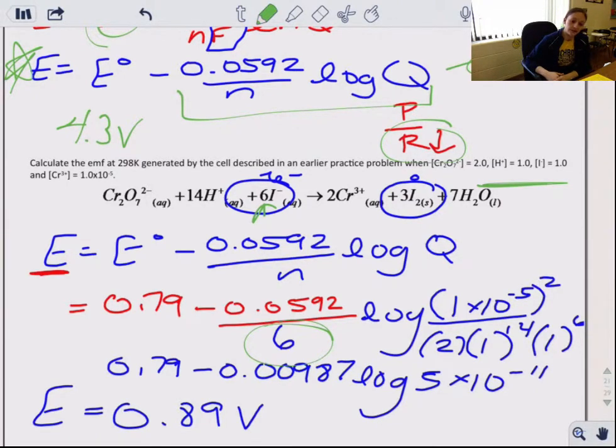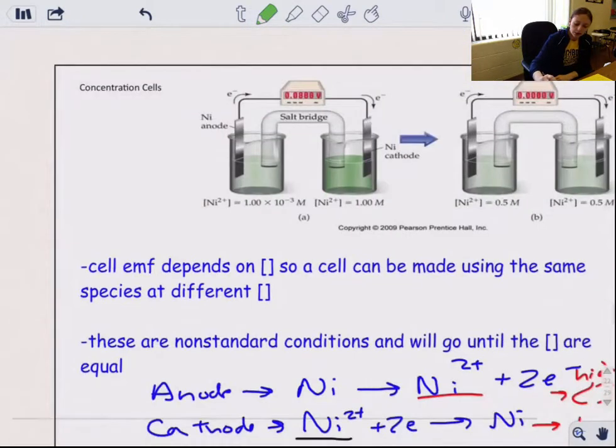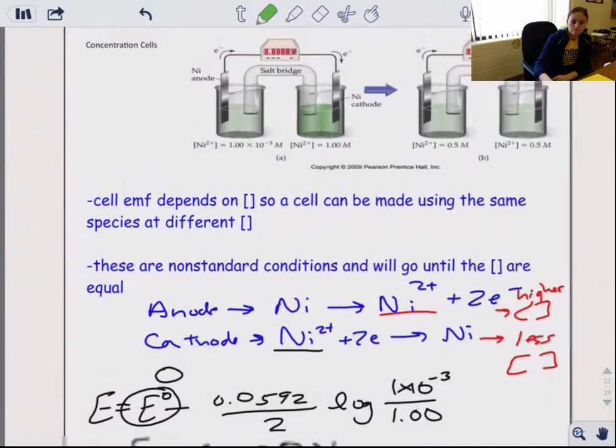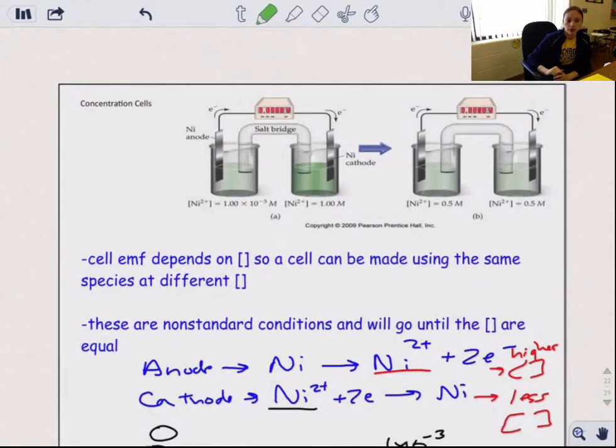Okay, the last thing we're going to look at in 6 is what we call a concentration cell. Concentration cells can be kind of tricky, so let's just look at this top part here. Cell EMF depends on concentration. A cell can be made by using the same species at a different concentration. These are called non-standard conditions again, and they go until your concentrations are actually equal.